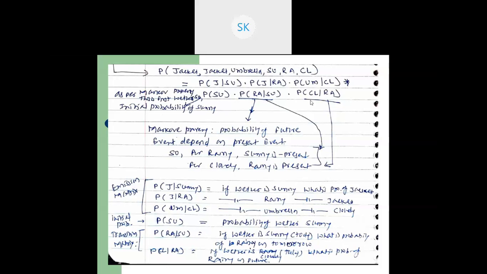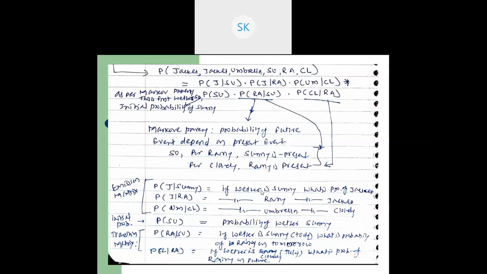So now I think you are clear with these two terms. That is the Markov property. Up to this it's fine. That is the initial probability: the present weather is sunny. For rainy we need to consider that the previous weather is sunny. For cloudy we need to consider that the previous weather is rainy. Now the probability of J by SU, J by RA and UM by CL. Probability of jacket by sunny, jacket by rainy and umbrella by cloudy.